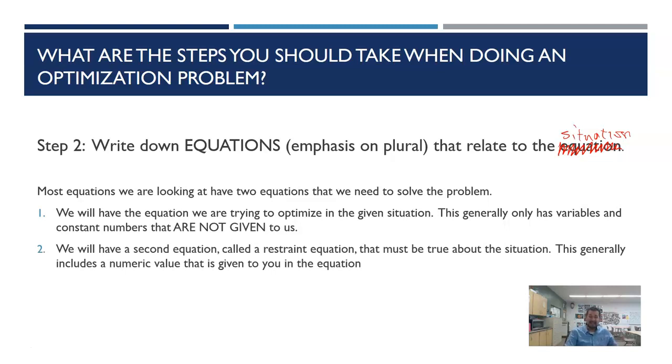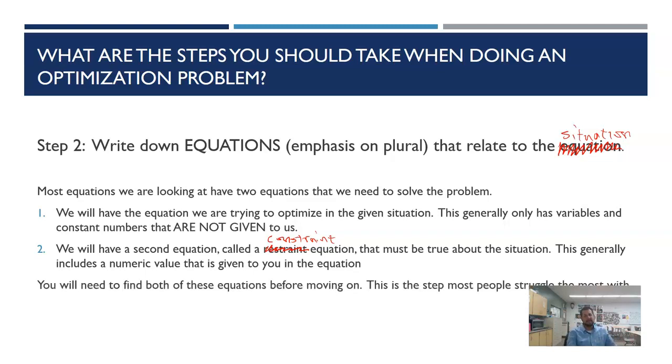The second equation that we need to come up with is what is known as the constraint equation. It's supposed to say constraint equation, not restraint equation, so that should say constraint. The constraint equation is simply whatever is given to us in the problem, and we write an equation that relates to that. Okay, and this usually does have a number value in it. You'll have to include that number value in the equation. Before you move on, you have to have both of these equations.